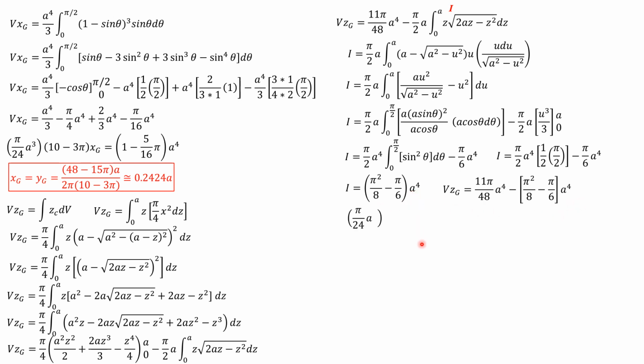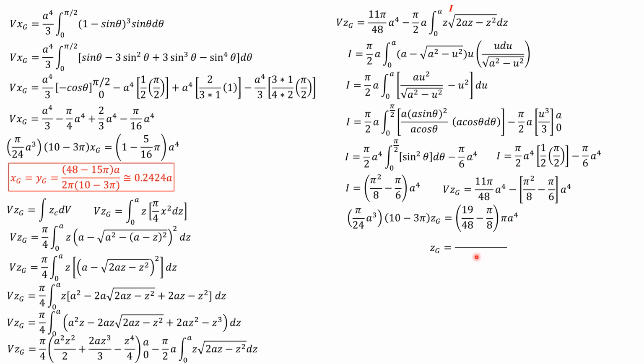Substitute volume pi over 24 a cubed, then G sub z. A cubed quantity 10 minus 3 pi, G sub z equals 19 over 48 minus pi over 8 pi a to the fourth after we factor out pi a to the fourth and combine like terms. So we have 19 over 48, 11 pi over 48 a to the fourth plus pi over 6 a to the fourth. So that's 19 over 48 pi a to the fourth.